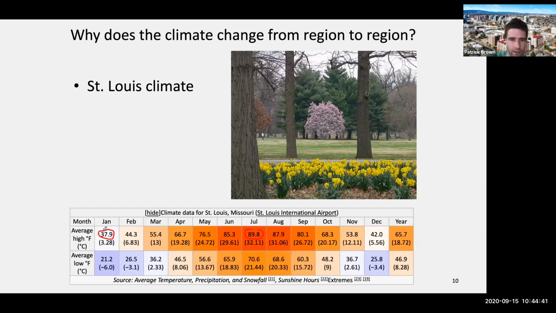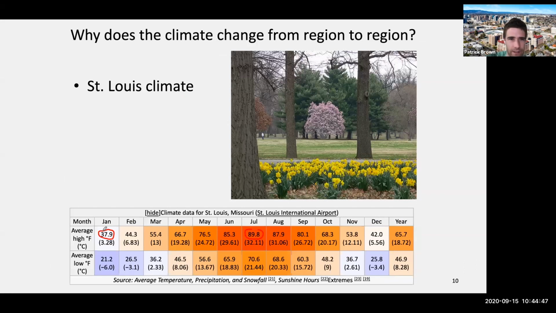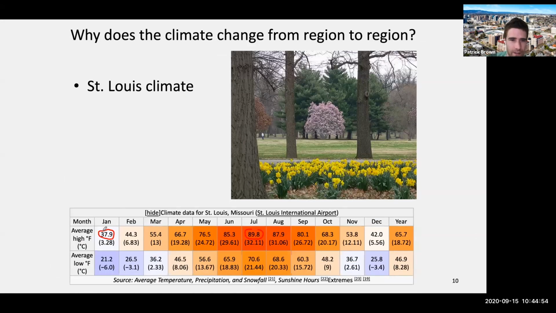So 38 degrees Fahrenheit for a high in January in St. Louis, compared to 59 degrees Fahrenheit in San Jose. So colder in the winter in St. Louis, a little bit warmer in the summer.